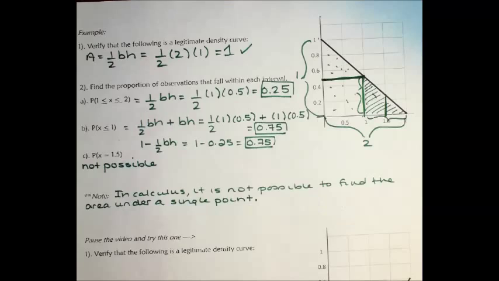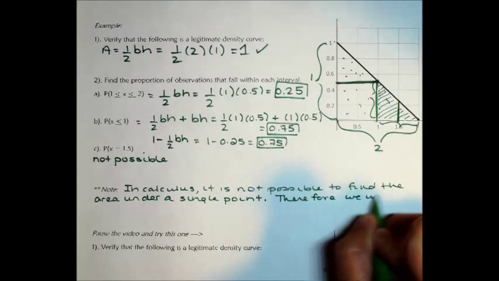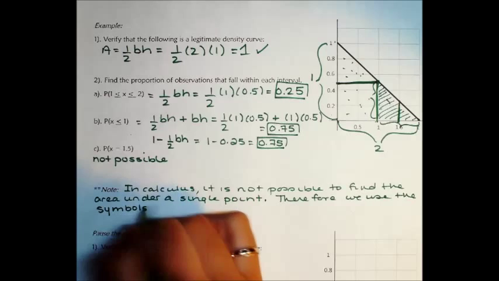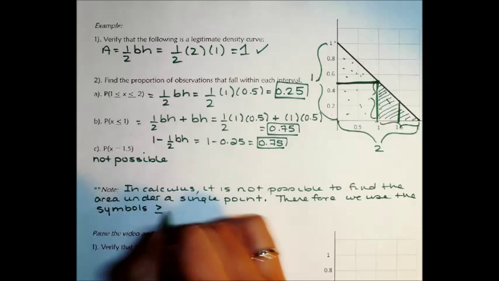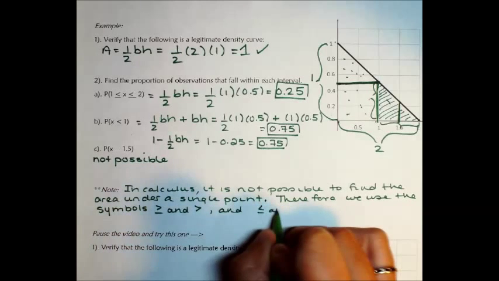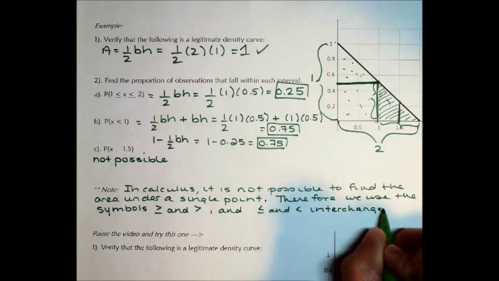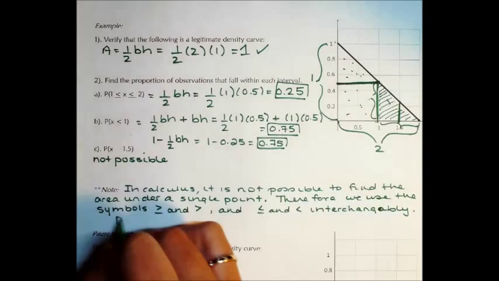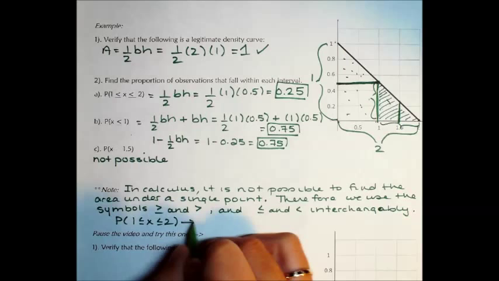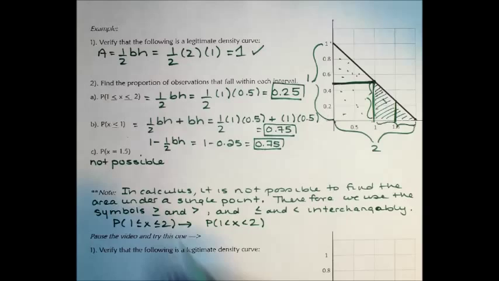Therefore, in statistics, we use the symbols less than and greater than interchangeably with less than or equal to. So for example, if I wanted to find x less than or equal to 2, it would be the same thing as finding x less than 2. So both notations are correct. They mean the same thing.